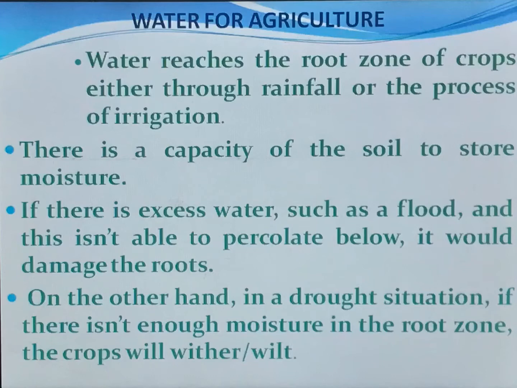There is a capacity of the soil to store this moisture, to hold the water in it. If there is excess water such as a flood, and it isn't able to percolate below, it would damage the roots. If you put more and more water than the soil can absorb, as in a flood, the water cannot percolate, so it causes damage to the roots.